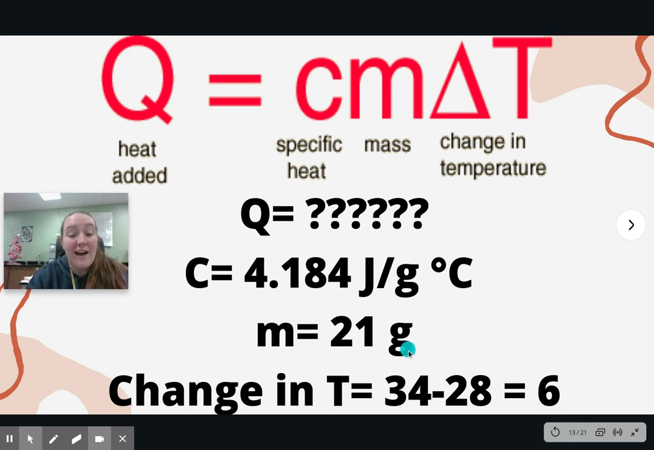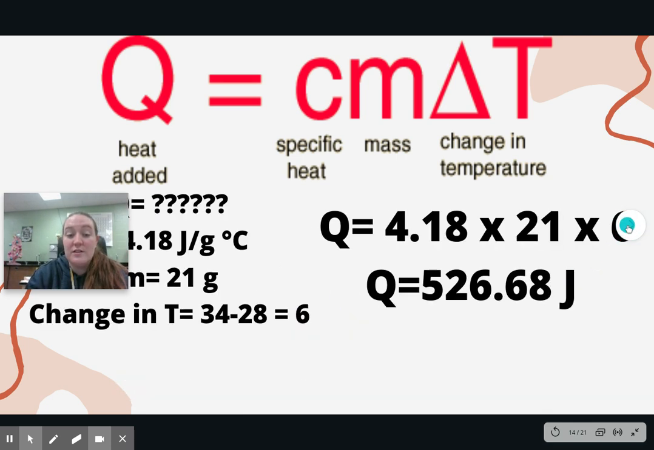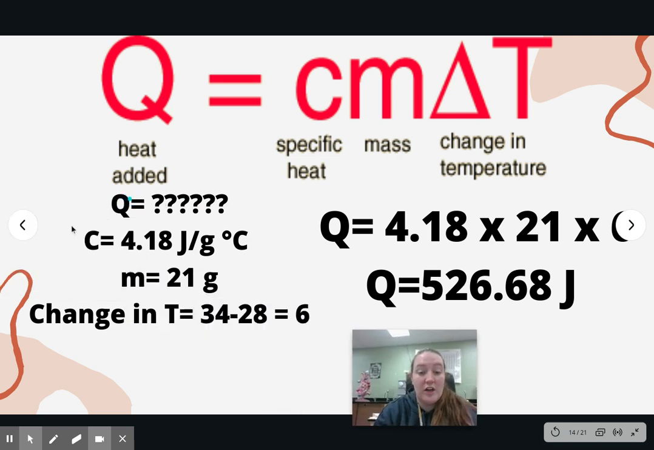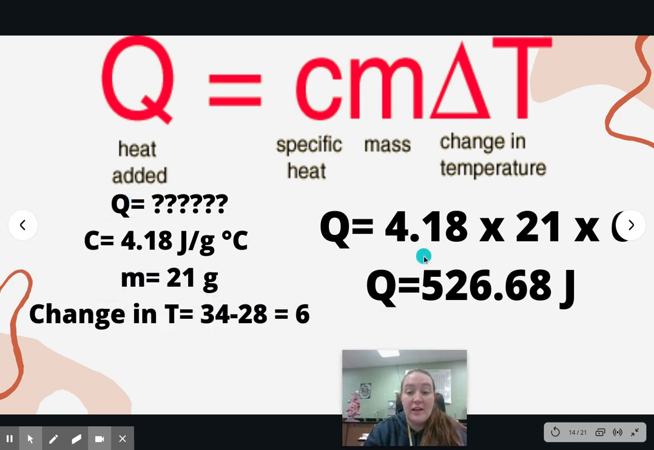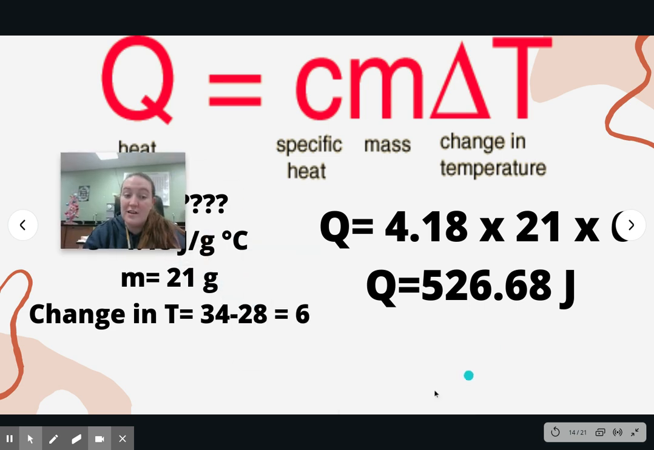This seems like a lot, but once you just plug that into your equation, you're going to get 4.18, that's your C, times 21, that's your mass, times 6. That's a 6 right there, behind my little arrow. That's your change in temperature that you got from here. You're going to get 526.68 joules.